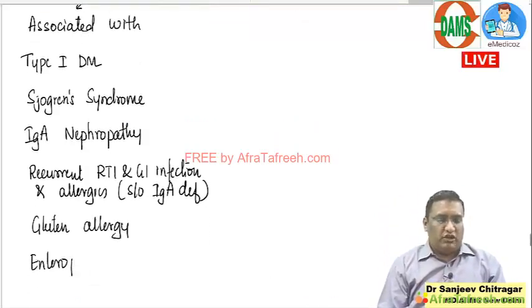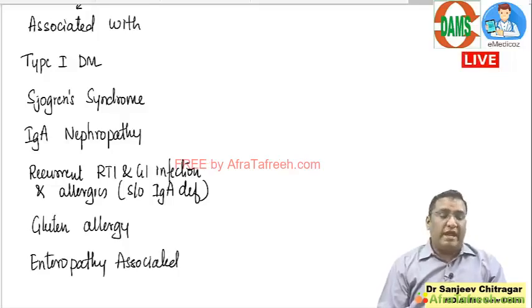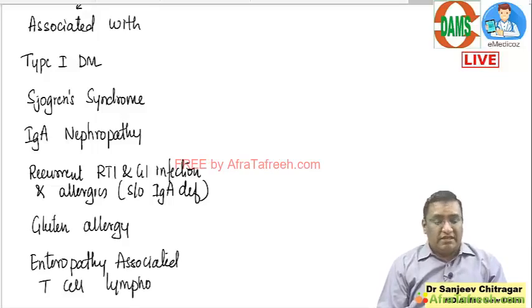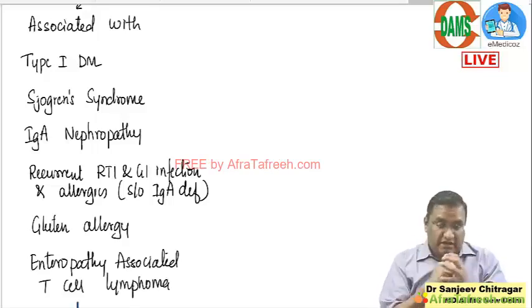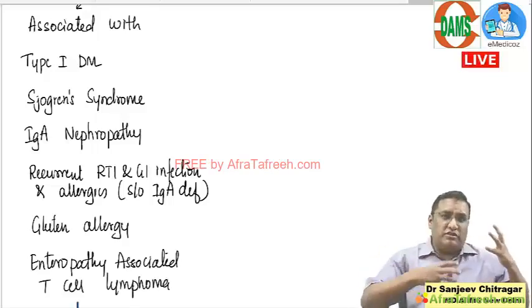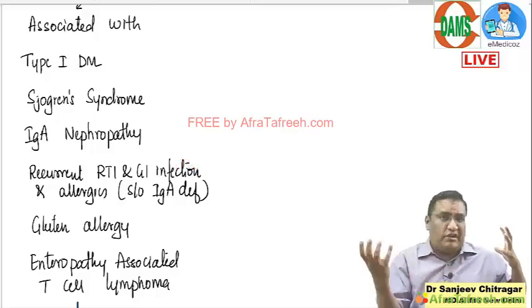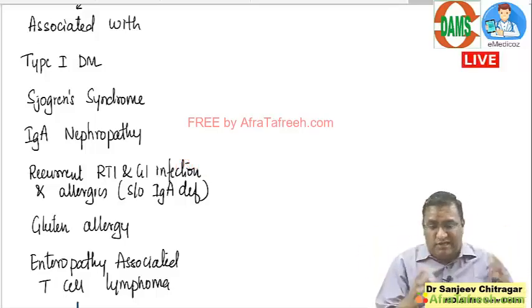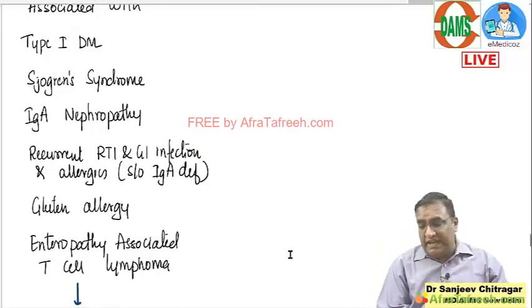Gluten sensitivity or gluten allergy, or they would have given you a T cell lymphoma, enteropathy associated T cell lymphoma, which has arisen there. So they will give you a history of malabsorption. There was a biopsy done and there will be T cell proliferation, made a diagnosis of a T cell lymphoma, start suspecting celiac disease.